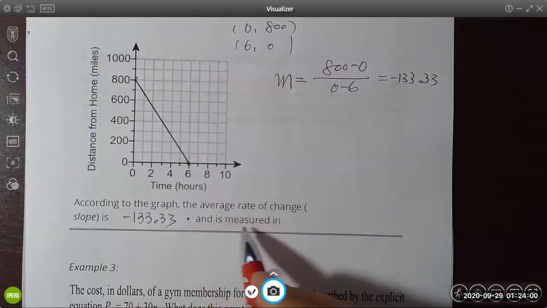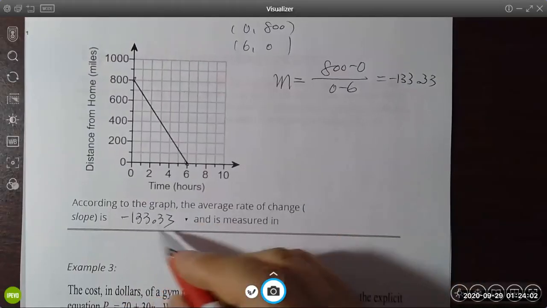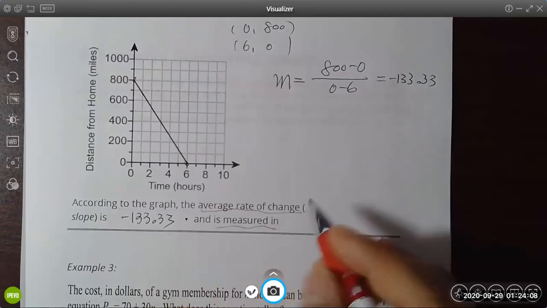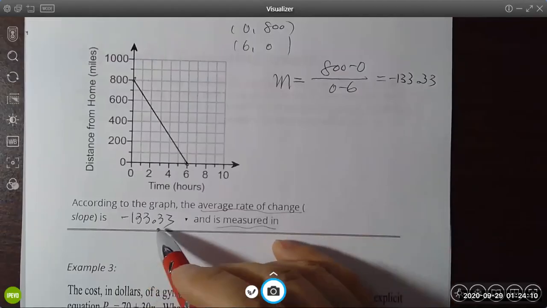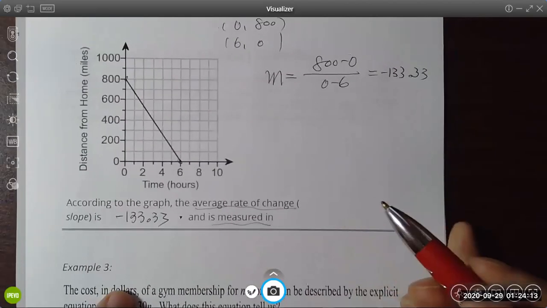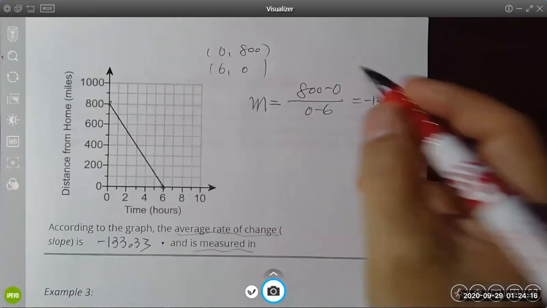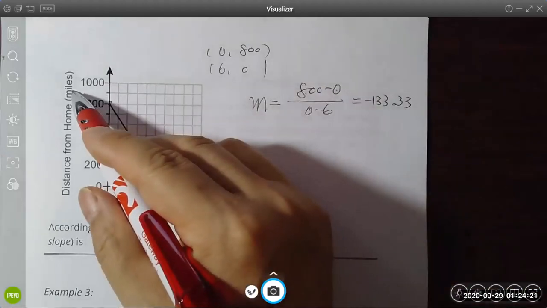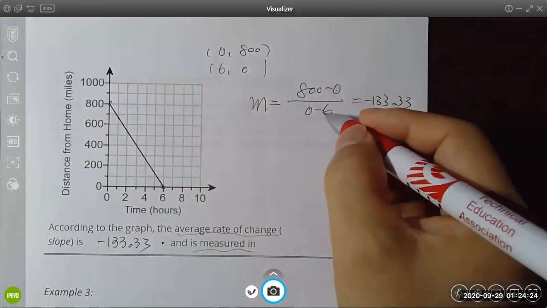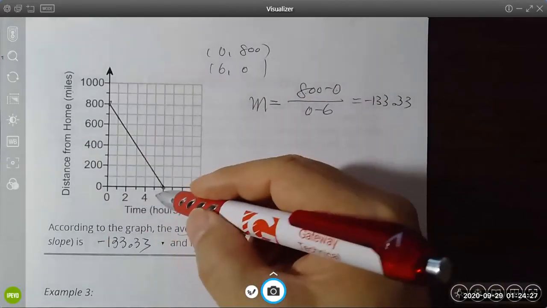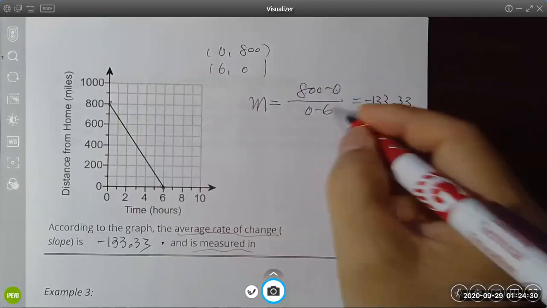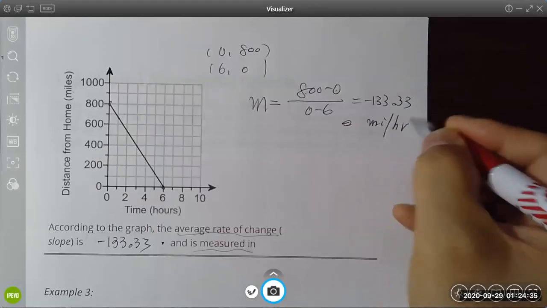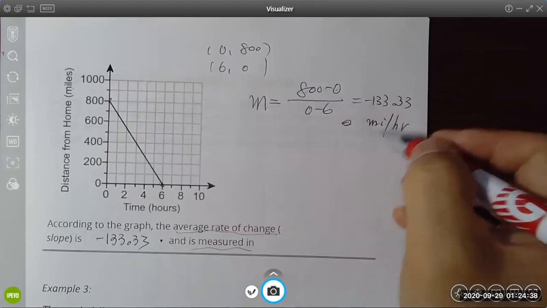And it's measured in. Now, this is just a number. They ask you what is the average rate of change, which is this, and it's measured in. They want you to identify the unit of this average rate of change. How do you know that? It tells you already. I didn't write that. These 2 numbers are from the y-axis. Y is in terms of miles. And these 2 numbers are from the x-axis, which is in terms of hours. So miles on the top, hours on the bottom, what does that mean? It means miles per hour. So negative 133.33 miles per hour.